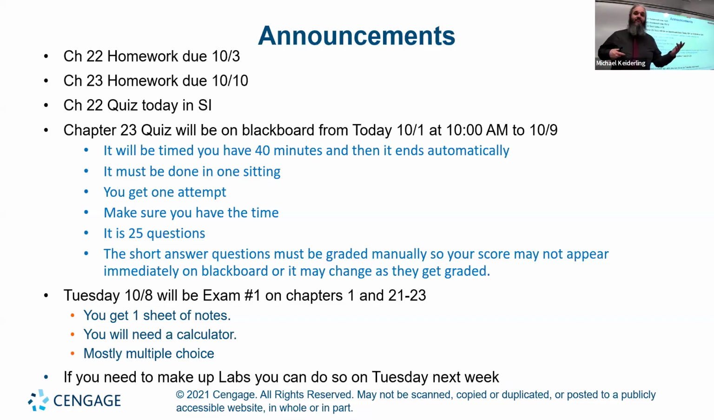It'll be timed. You have 40 minutes and then it will automatically end. It's 25 questions like the other quizzes. It needs to be done in one sitting. You get one attempt. And the short answer questions on it have to be graded manually, so your grade may not pop up immediately, because I have to go through and grade them. But they'll get graded soon and your grade will pop up.